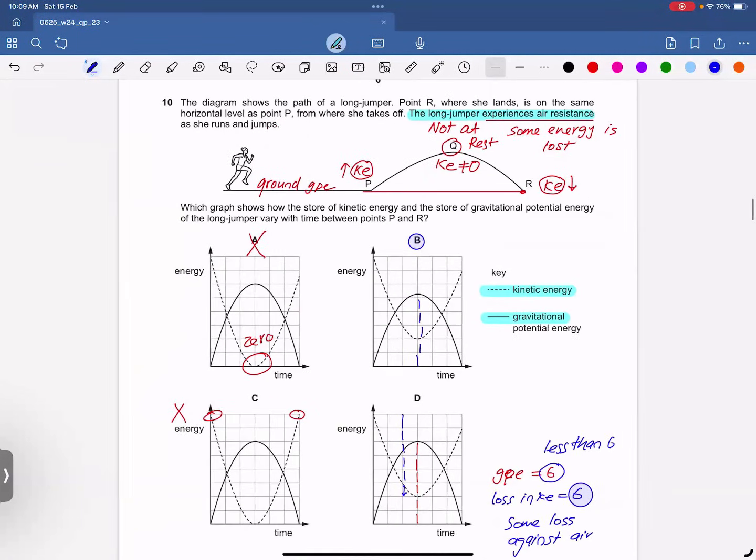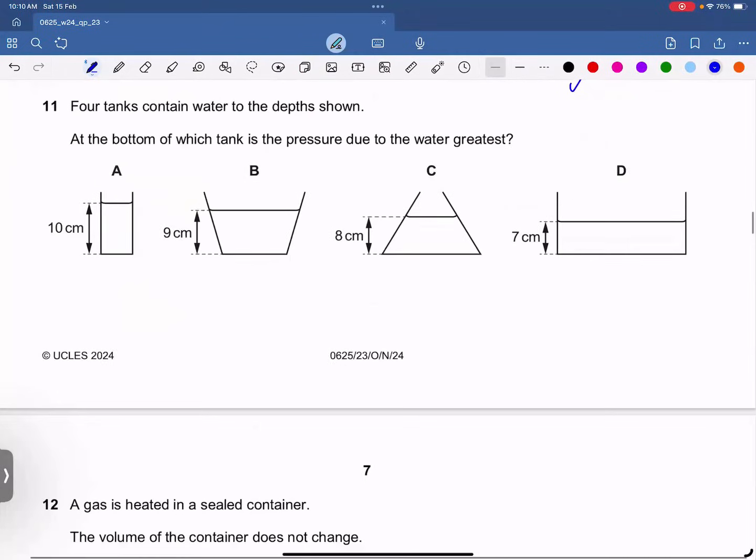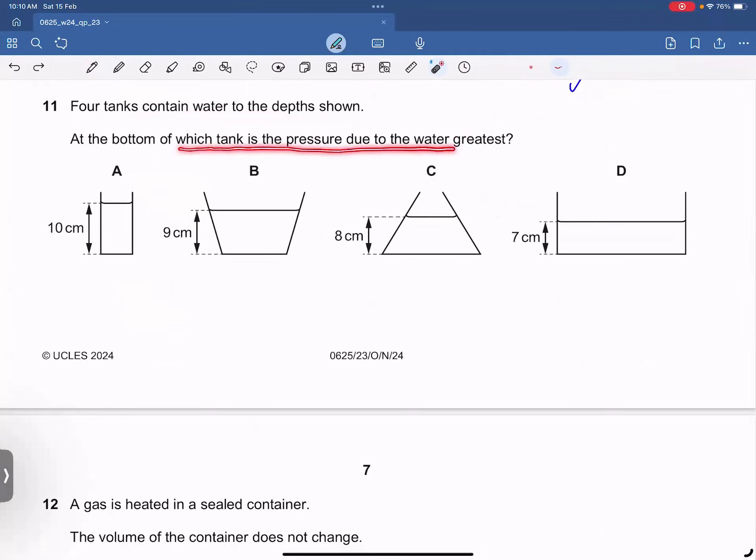I want all of you to review this question again. It's a good question. We proceed to question number 11. Four tanks contain water to the depths shown. So you can see four tanks. At the bottom of which tank the pressure is greatest?